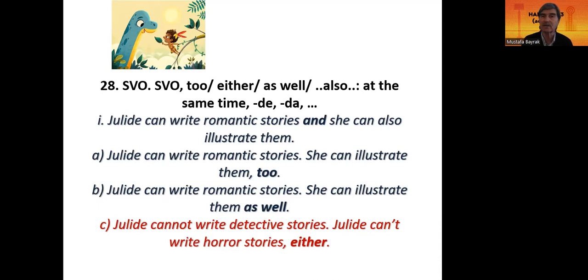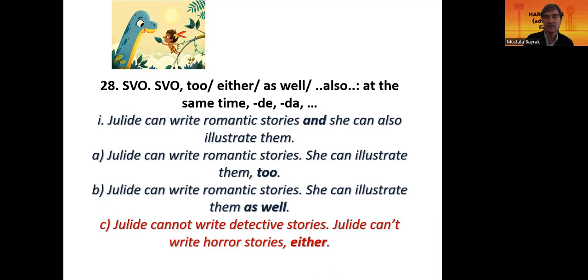Is it a stranger to you? No, I don't think so. You are familiar with it. I am sure you are familiar with it. Jülide can write romantic stories. She can illustrate them too, with a comma before. Jülide can write romantic stories. She can illustrate them as well, but there is no comma before as well.